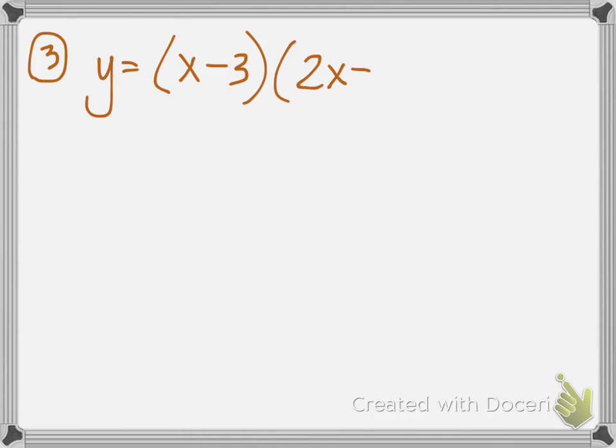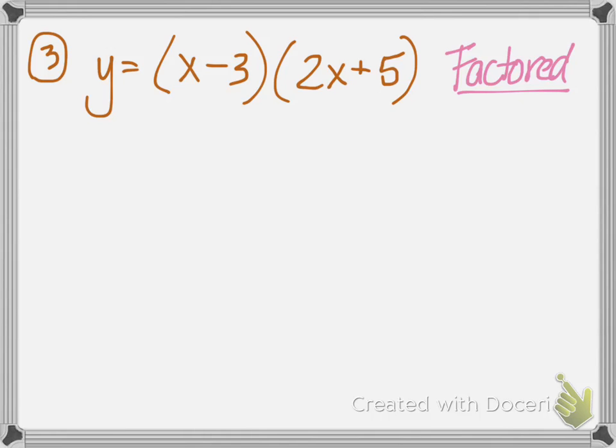Number 3, we have y equals x minus 3 times 2x plus 5. So looking at this, again, you should be able to tell that this is in factored form to begin with. Going to go to general form.